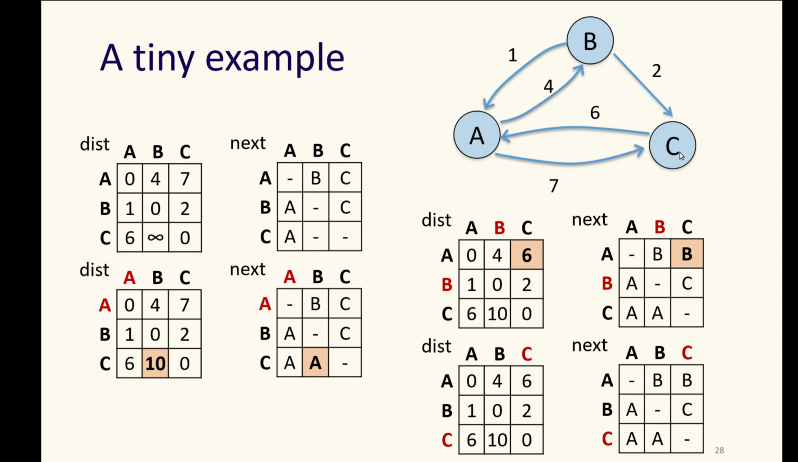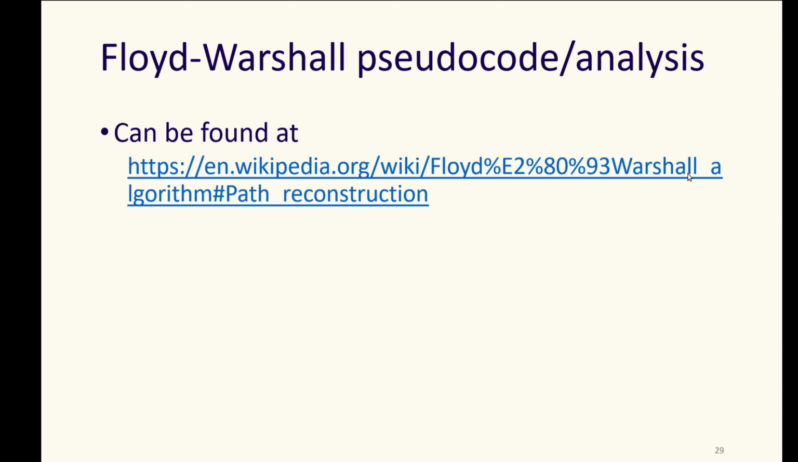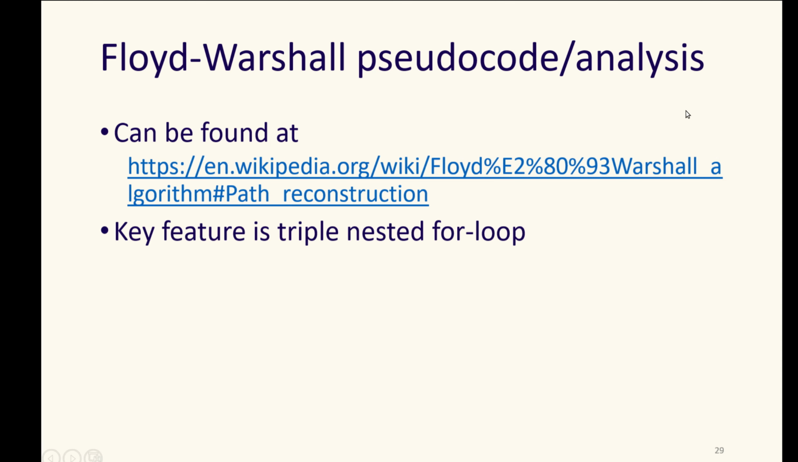And then finally, we'll have to look at C and see if it can be used as an intermediary for anyone. And it looks like it can't because its edges are just too expensive coming out of it that we won't update any paths that way. You can look up more details of the Floyd Warshall algorithm on Wikipedia. It's definitely a useful algorithm for building these large sets of paths to each other.